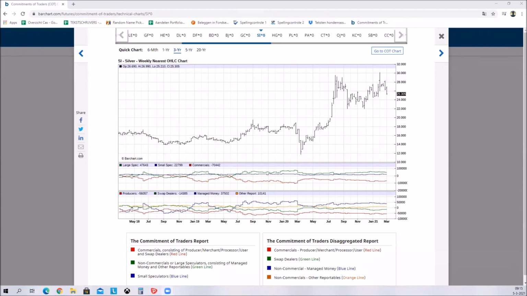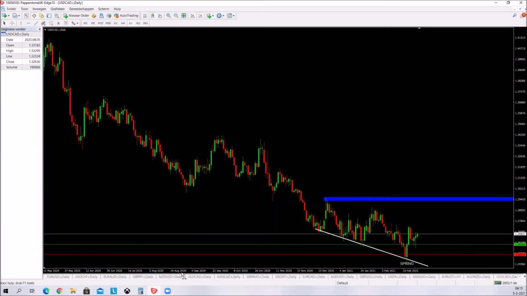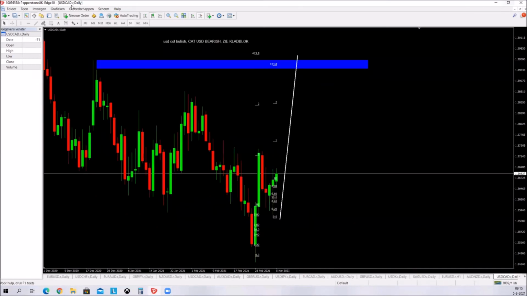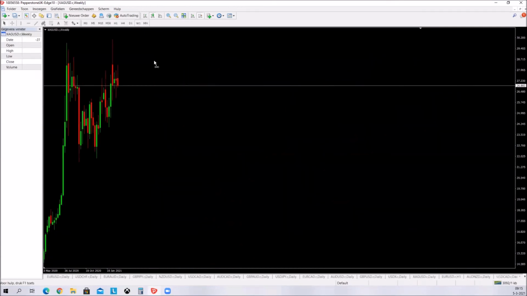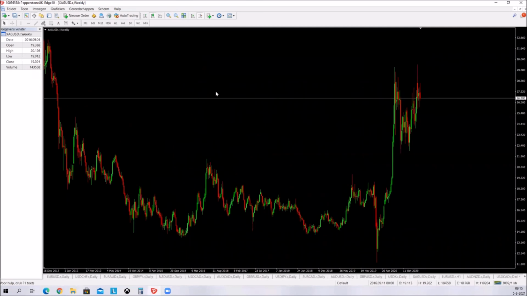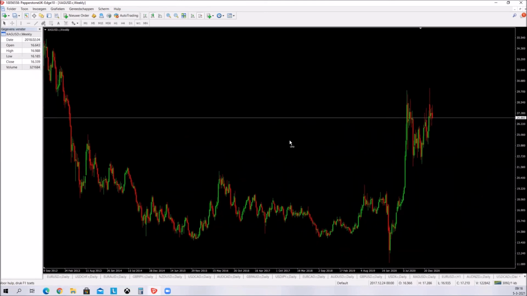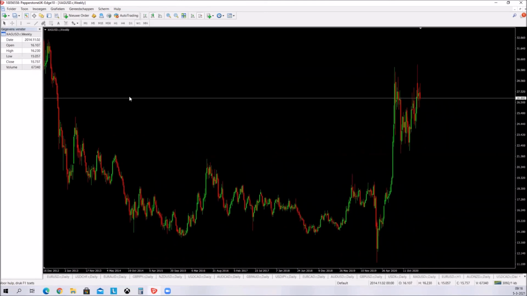And if we go to the silver chart, like I showed you guys earlier, this is the spring where the commercials decreased their short position significantly. So we have an accumulation range, shorts being decreased by the commercials. So that's why I'm very bullish on silver.